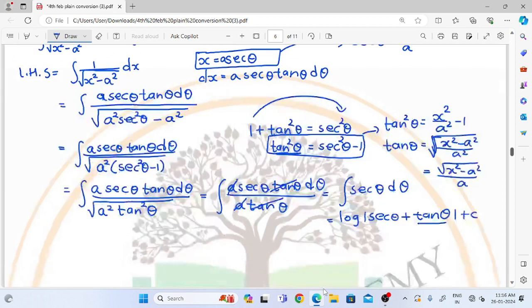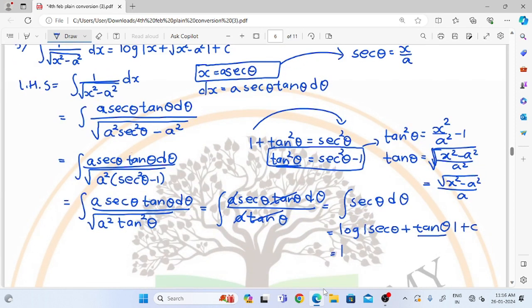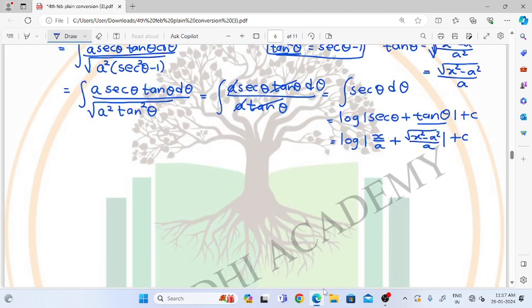So substitute this value: log of sec theta, the value of sec theta is nothing but x upon a, plus the value of tan theta, which is square root of x square minus a square upon a, plus c. Again the same step we have to apply. Denominator is equal, so add the numerators. So log of (x plus square root of x square minus a square) whole divided by a.